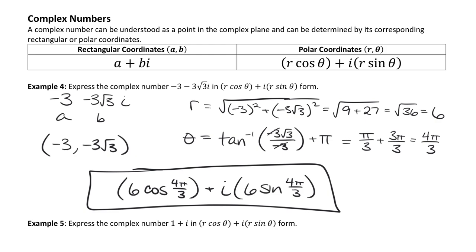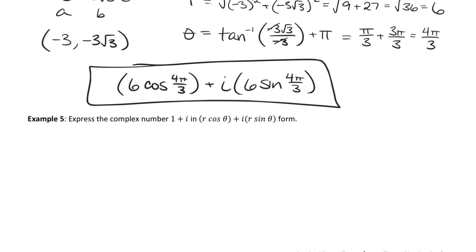Can I let you guys try one? I'm going to get you started, but you're also going to try number 5. For number 5, it says express the complex number 1 plus I in the same format. If I write 1 plus I, this is A. What's B? 1, which means the coordinate point I'm working with is 1, 1. You take it from here. That's the rectangular coordinate. I want you to create the polar coordinate and then express this number in polar form.